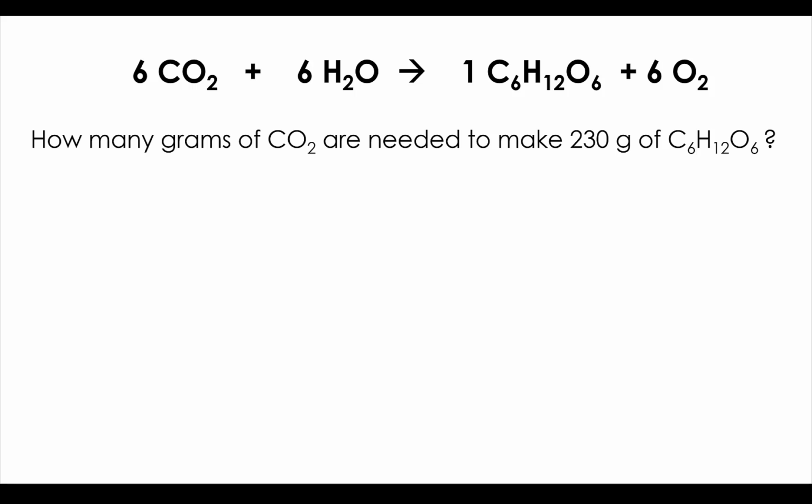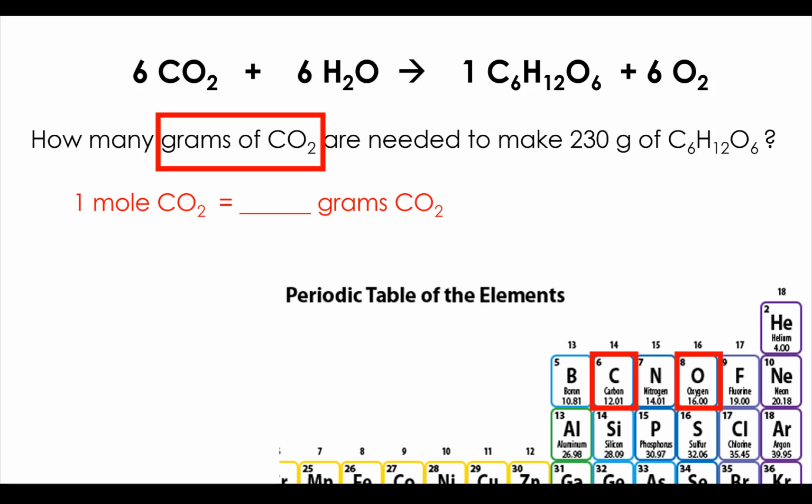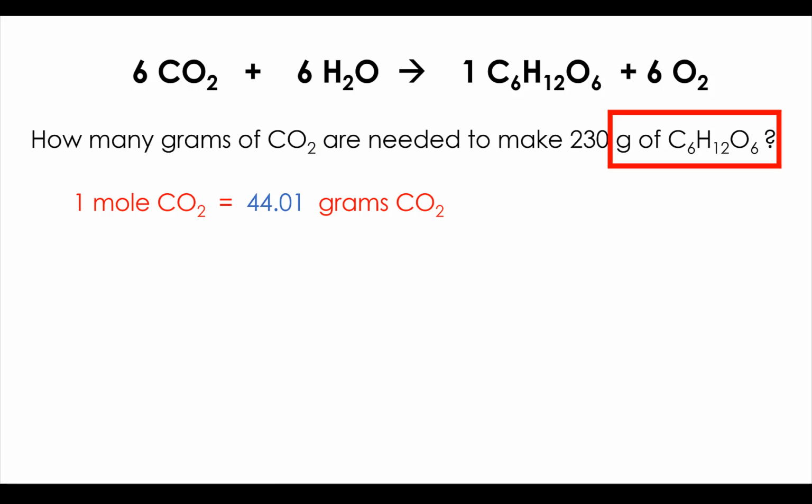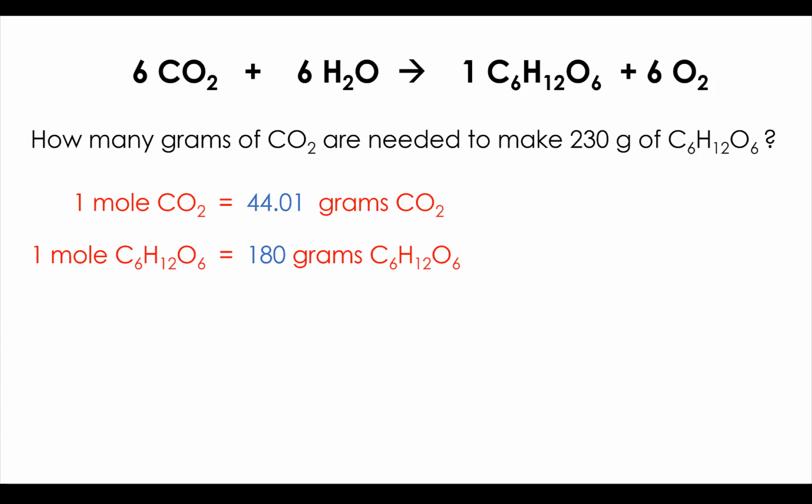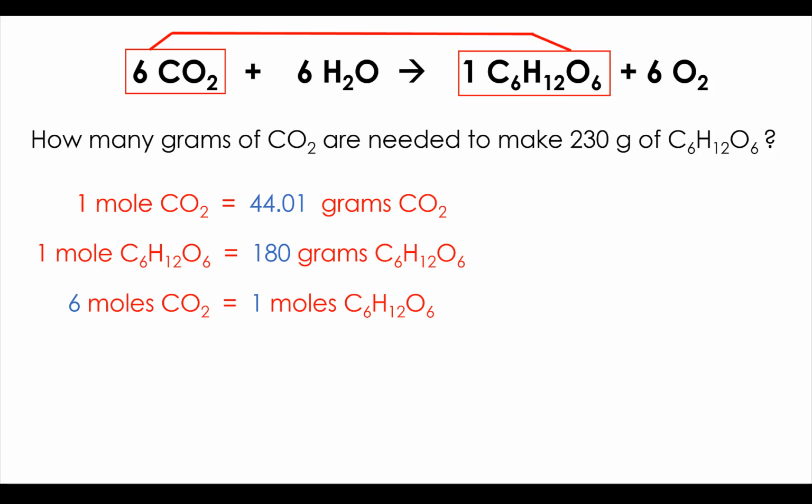I did this in a previous video, but now I want to help you visualize it. Now remember, we're going to need the molar mass of carbon dioxide, the molar mass of glucose, and the mole ratio between them. So let's get that. The molar mass of carbon dioxide, you look at the periodic table and you add up all the elements. Same with glucose. And the mole ratio between them you get from the chemical formula.